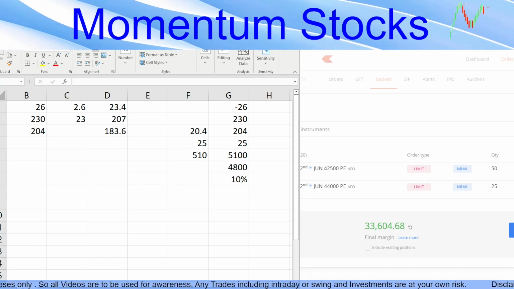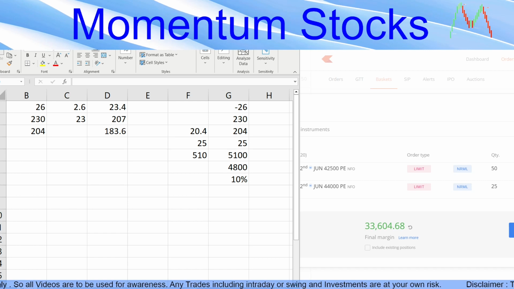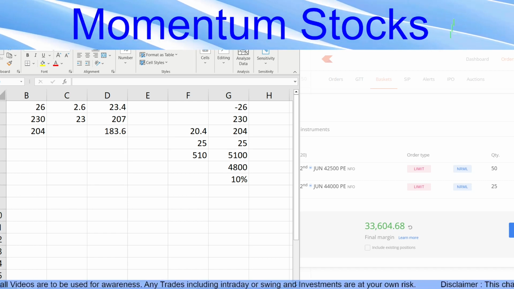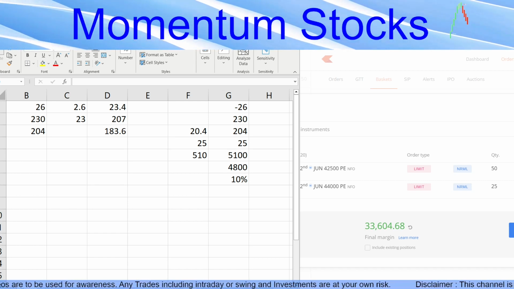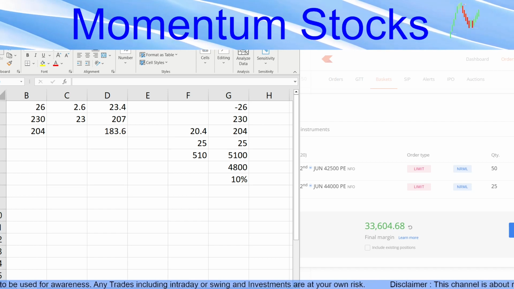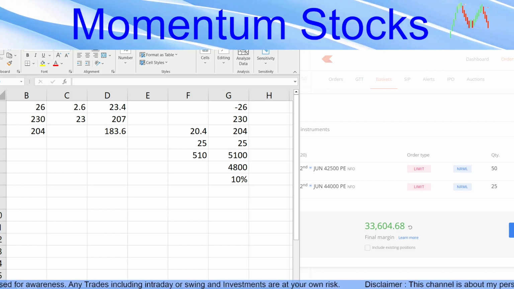And those of us who have not understood any part of the video can watch it 2 times, 3 times. Ensure that you understand each and every step before executing such trades, friends.